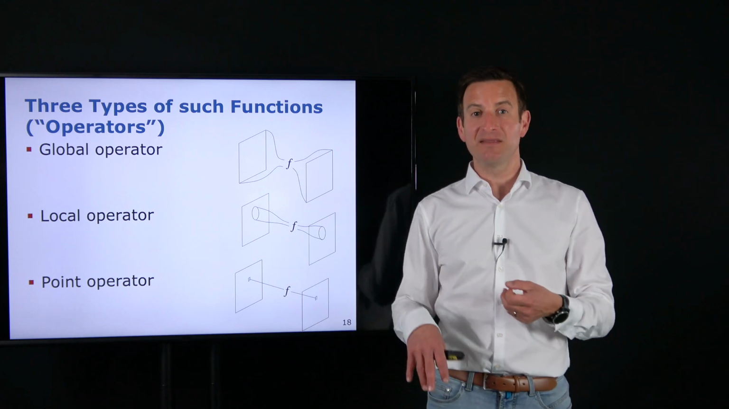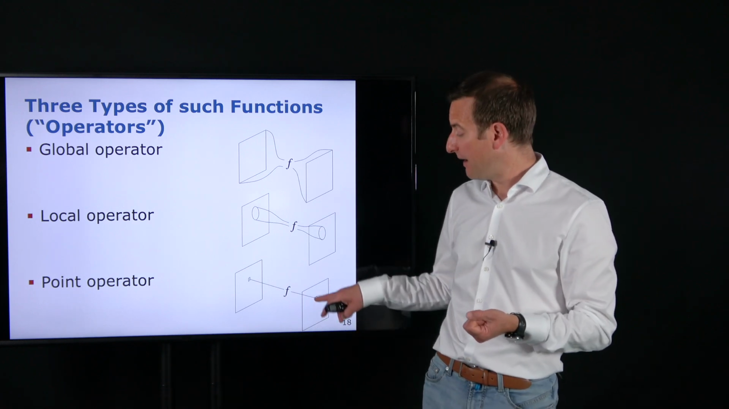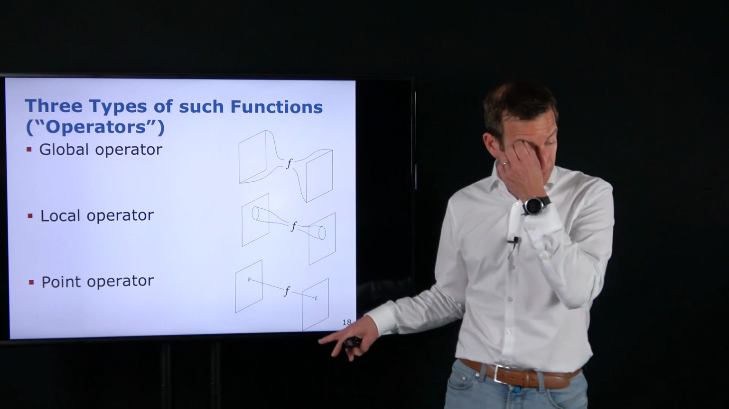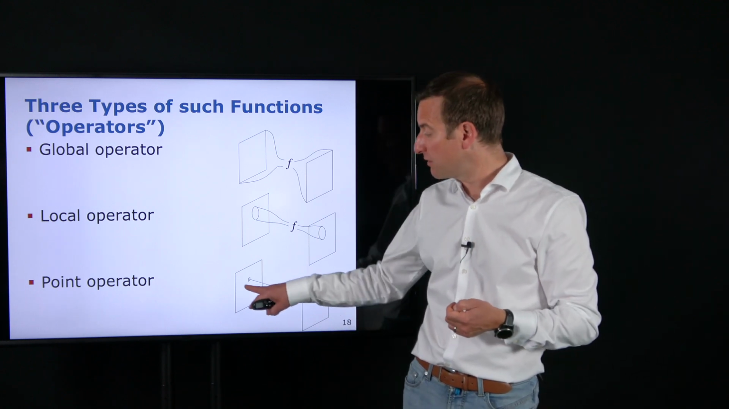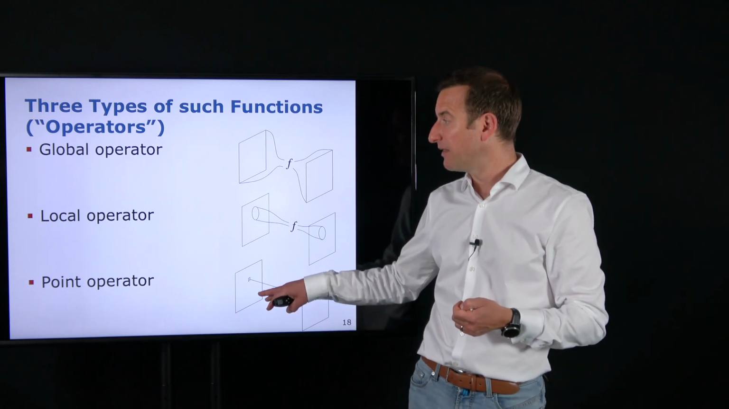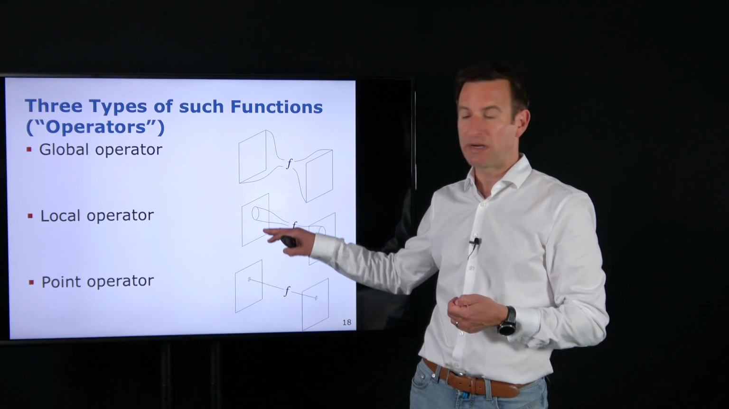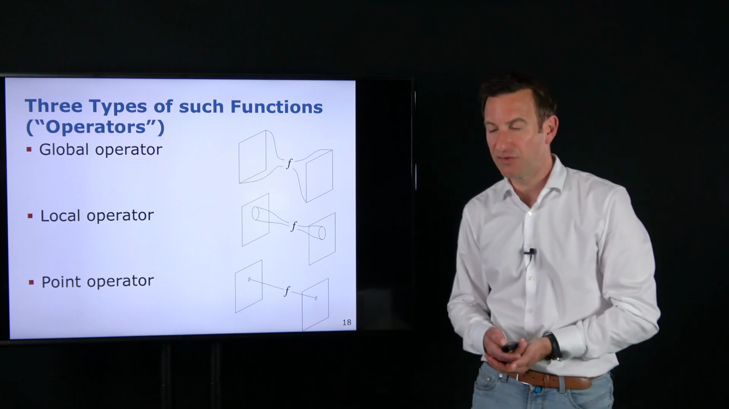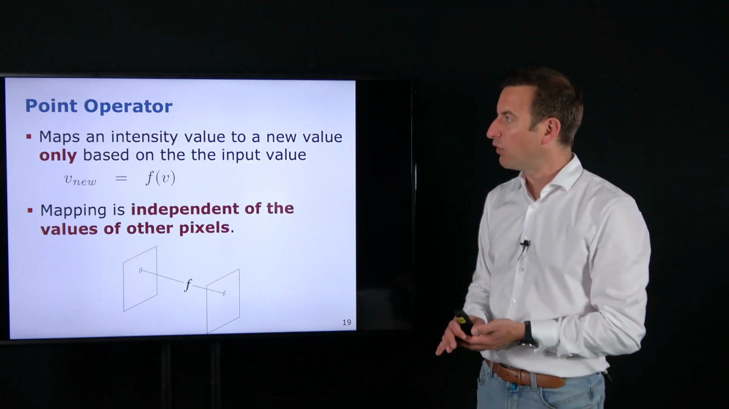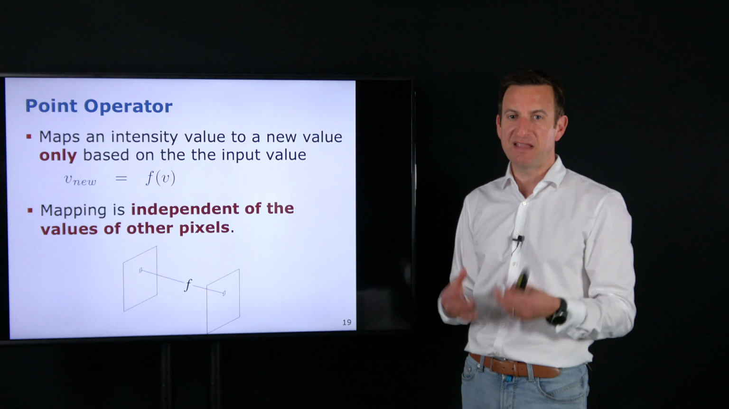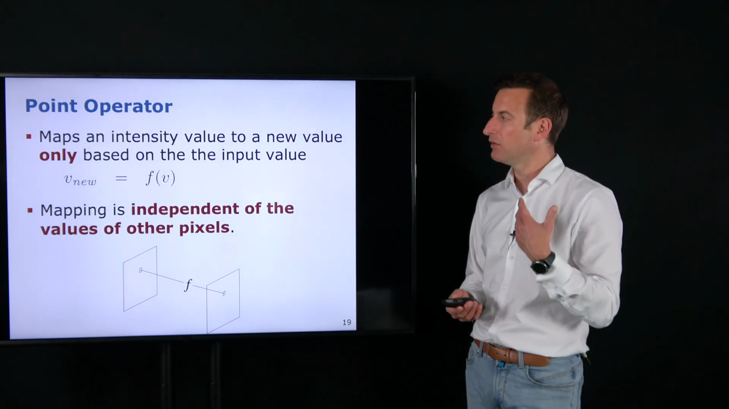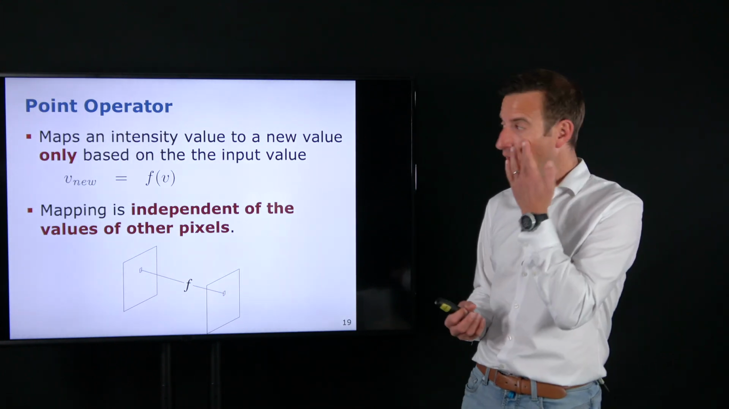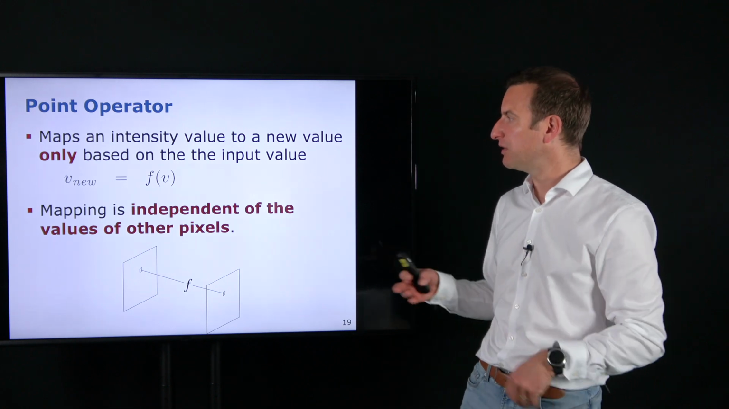If I, however, want to take the neighborhood into account, let's say the output value of a pixel is, for example, the mean of all the neighboring pixels in here, that is something that I would need to do with a local operator, something I can't do with a point operator, because then the neighboring pixels would matter. So a point operator maps an intensity value to a new intensity value, only taking into account the input intensity value.